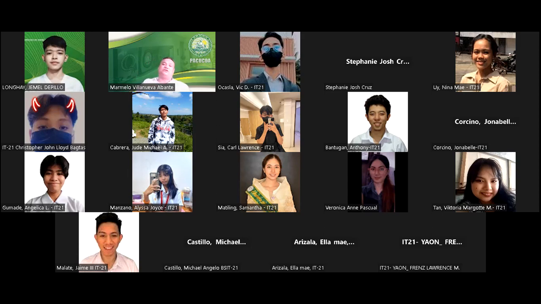Some key aspects of research ethics include informed consent. Researchers must obtain informed consent from participants, ensuring that they are fully informed about the nature of the study, potential risks and benefits, and the right to withdraw from the study at any time. Confidentiality and anonymity: researchers should protect the confidentiality of participants' personal information and ensure that data is collected and stored in a way that maintains anonymity.